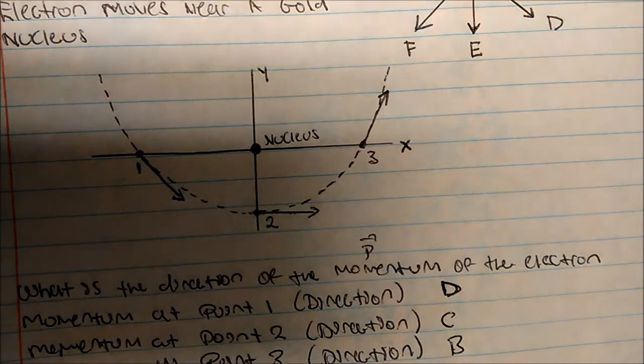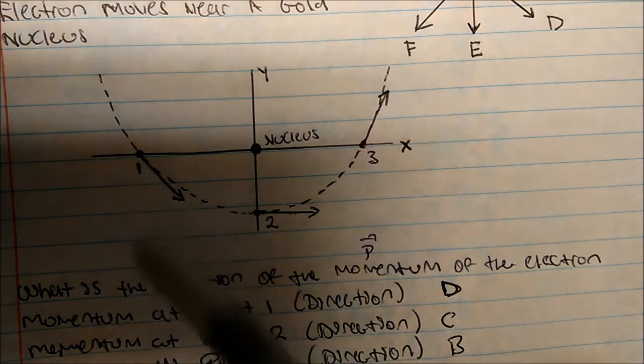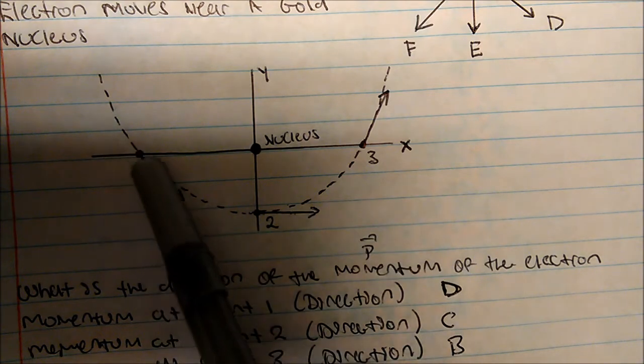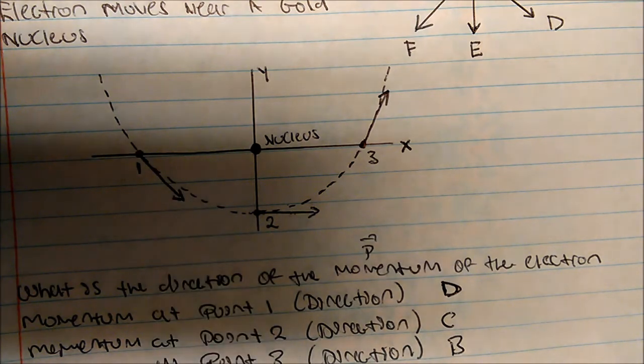That's the point I want you to take away from this. Whenever we talk about the direction of momentum, we talk about the direction of the path itself, which is tangential to the path. We draw the closest tangent line to approximate the direction.